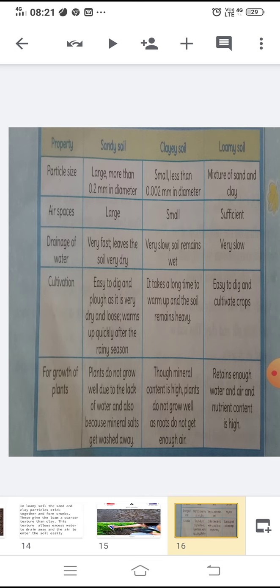Last one, growth of plants. Sandy soil: plants do not grow well due to the lack of water and also because mineral salts get washed away. Due to lack of minerals, plants cannot grow in this sandy soil. Clay soil: though mineral content is high, plants do not grow well as roots do not get enough air. Loamy soil retains enough water and air and nutrient content is high. So this soil is suitable for the plants to grow.